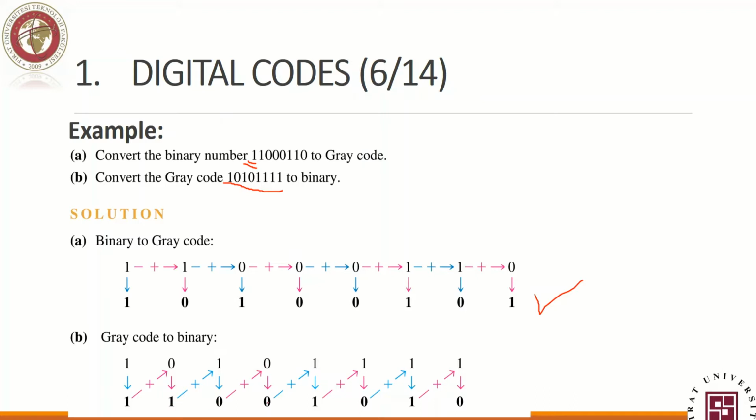0 plus 0 is 0. 0 plus 1 is 1. 1 plus 1 is 0. 0 plus 1 is 1. 1 plus 1 is 0 again. So this is your binary code.